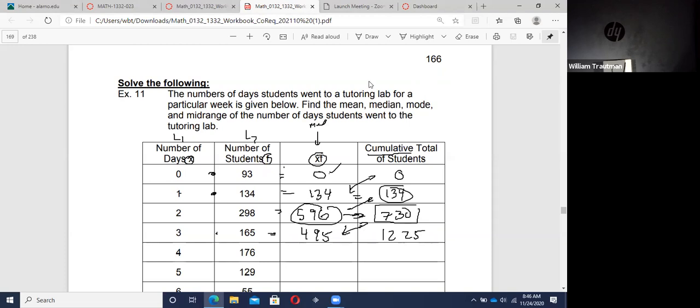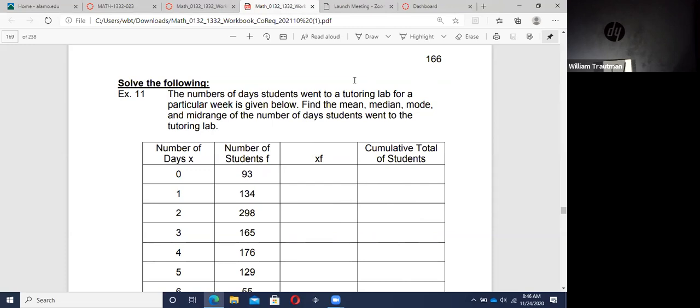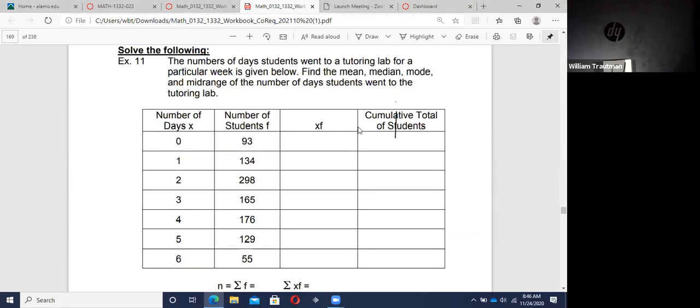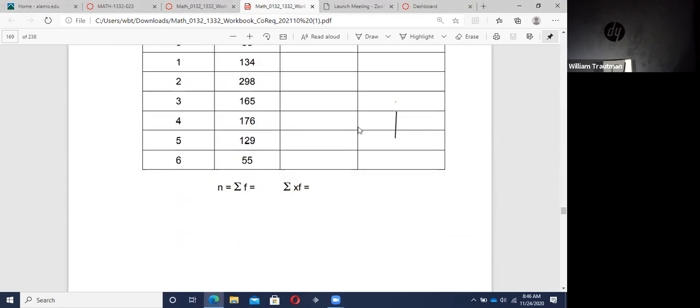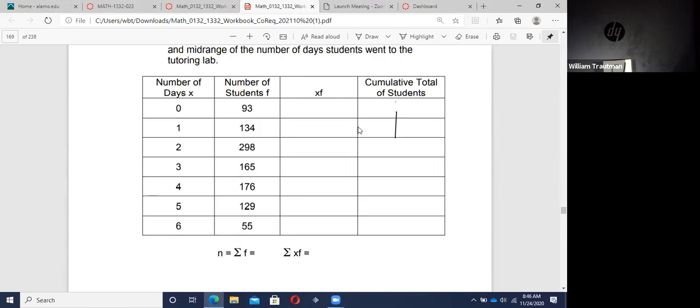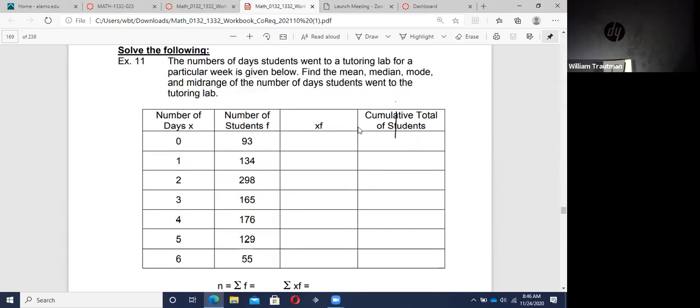I'm going to put this in my calculator here in a little bit to get the mean and the median. But I want to look at the rest of this. So they show you what you get here. We're going to use a calculator to find the mean and the median.